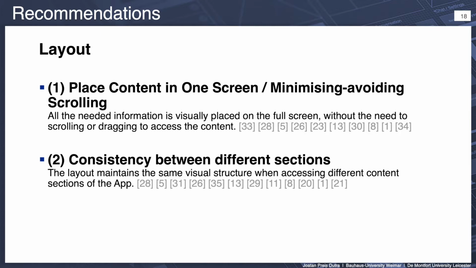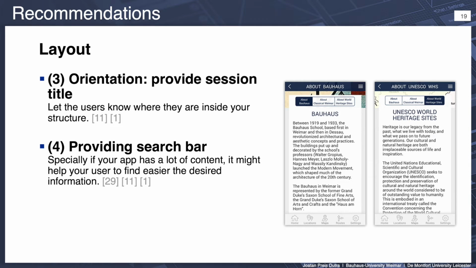And also be consistent between the different sections. It's very common to see apps that have one design on one page, and then when you change, they have another one with a different background, and sometimes it's confusing. So try to use the same style along your sections. And it's also very important to provide a section title to show where you are inside the app, especially if you talk about different locations and a lot of information pops up on your screen. So it's very good to always provide a section title to show, okay, I'm here now, so I can go back or go forward.